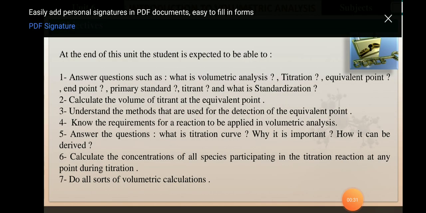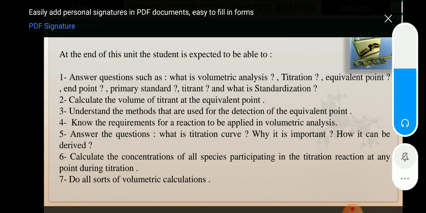First is, what is volumetric analysis, titration, equivalent point, end point, primary standard, titrant, and what is standardization. Second is, calculate the volume of titrant at the equivalent point. Third question is, understand the methods that are used for the detection of the equivalent point. Fourth, the requirements for a reaction to be applied in a volumetric analysis.